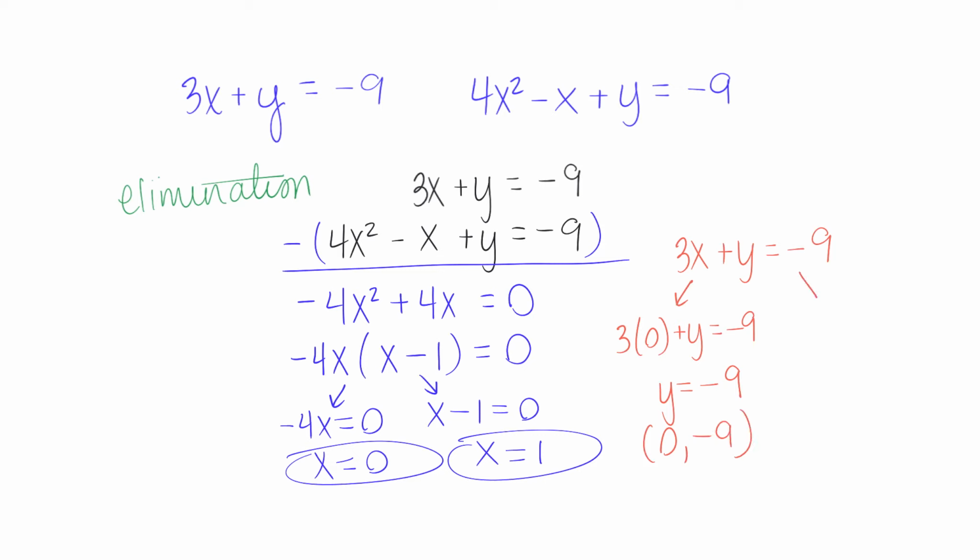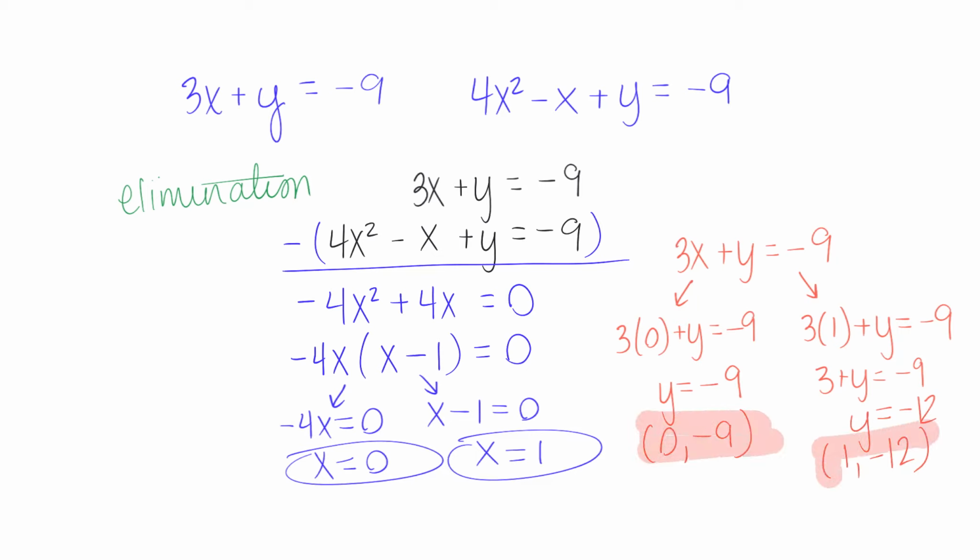And then I'm going to do that a second time with 1. So 3 times 1 plus y equals -9. So 3 plus y equals -9, and y equals -12. So that solution is going to be 1, -12. And there's our 2. So again, in this one, we have 2 solutions again. Okay? That's all there is to it.